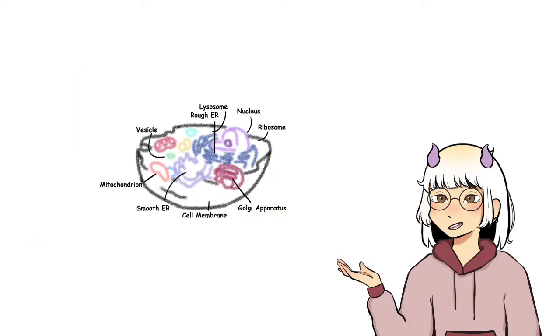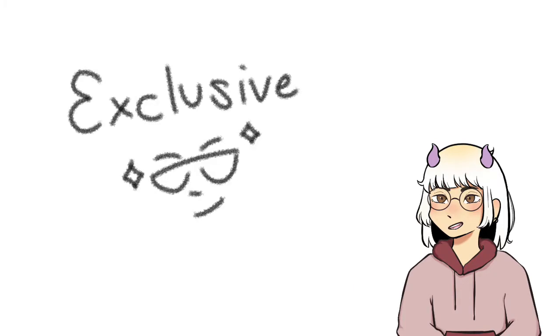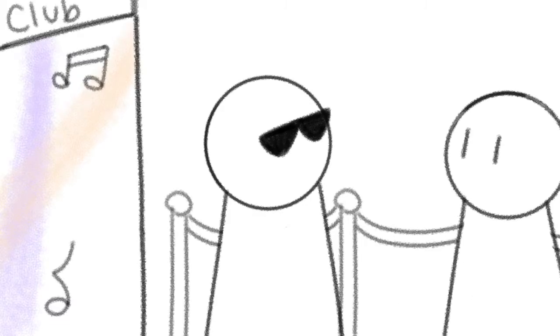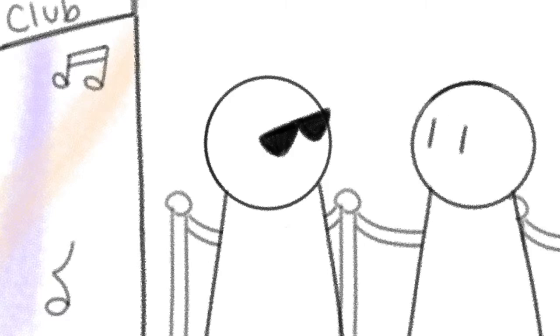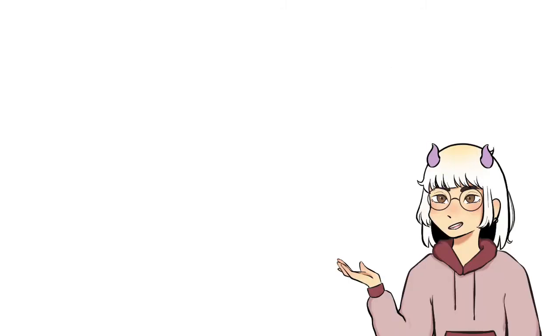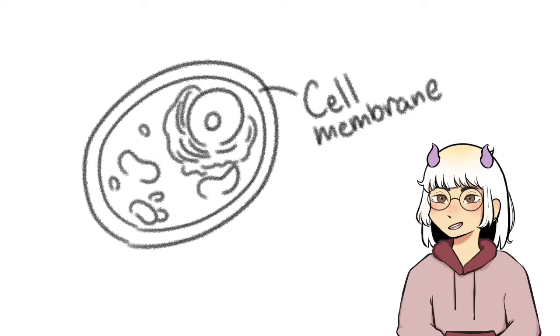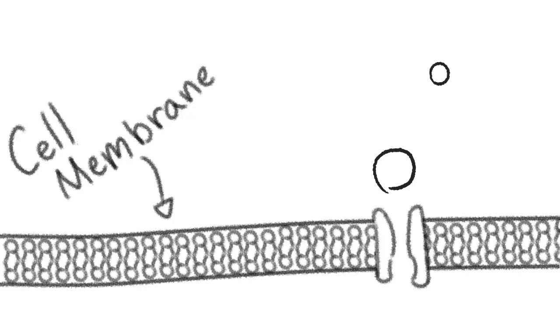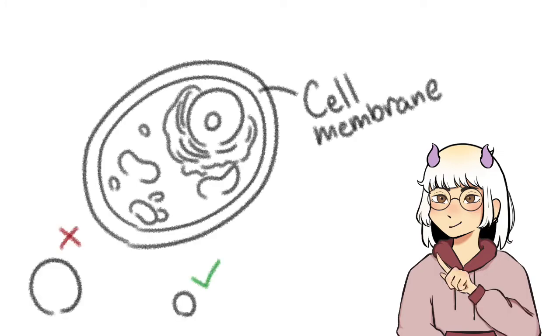Now, in our generalized analogy, let's say that not just anyone can purchase these drugs, and there's a selective system which approves and rejects customers to keep the cartel thriving but also safe. This would be our cell membrane, a phospholipid bilayer, making it selectively permeable. This is so that the cell membrane can regulate what goes in and what comes out.